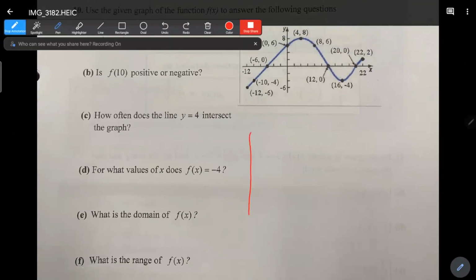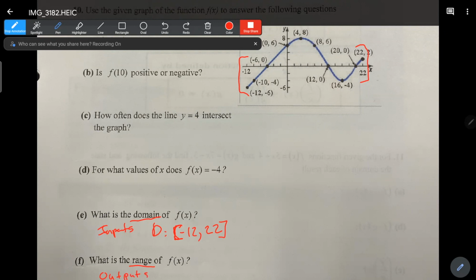The last part says, what is the domain of f of x? Remember, domain is the set of inputs, so the set of x's. The lowest we go is negative 12, the highest that we go is 22. So we can say that the domain is from negative 12 to 22. I should use brackets here and include everything, not parentheses, because these are included values.